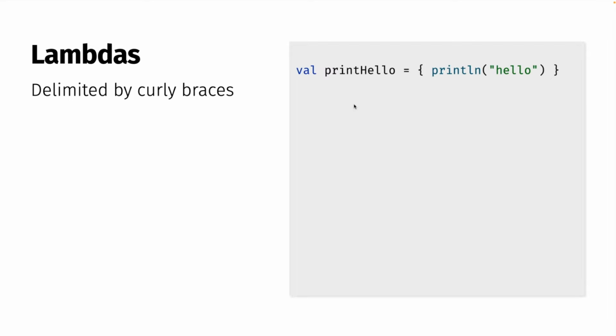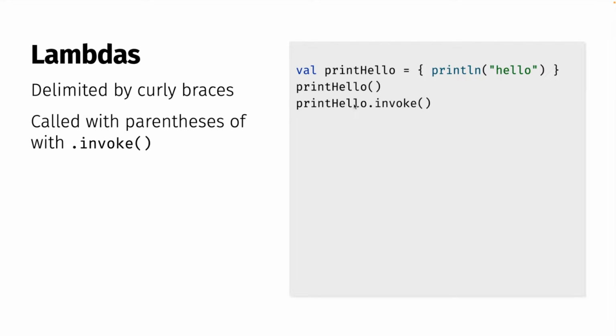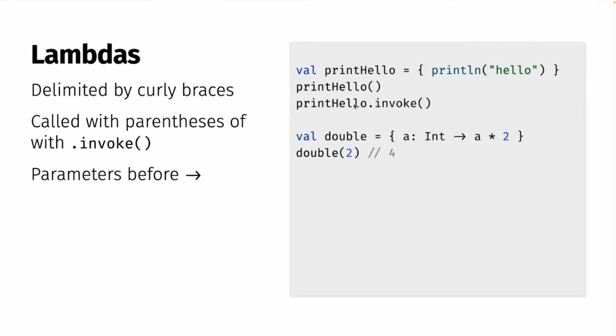Okay, so let's start with the Kotlin concepts. Let's start with the lambdas. In Kotlin, lambdas are delimited by curly braces. So in this case, we have a print hello lambda, which just prints hello. We can call it like this with a normal function call or with dot invoke.